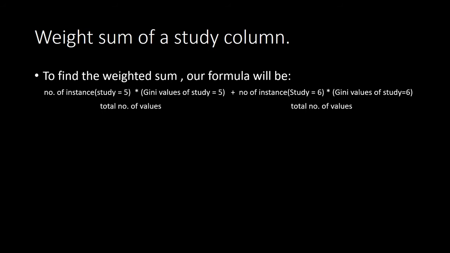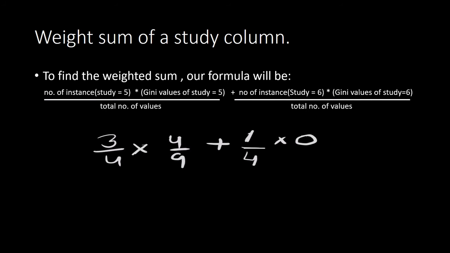Now we need one final value of Gini indexing. For that we have to find the weighted sum. The formula is number of instances multiplied by the Gini index value, divided by the total number of values in that column. So as you can see, after the calculation we will get 1 by 3.